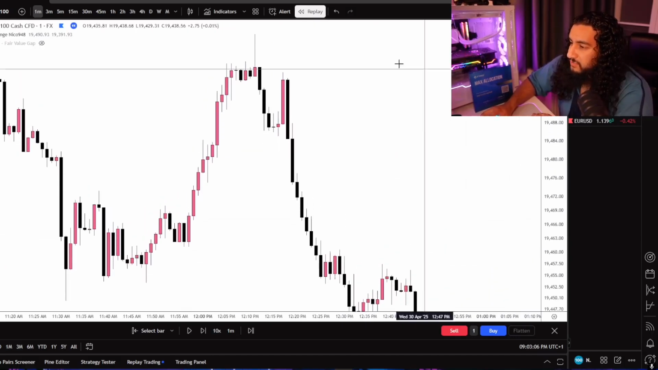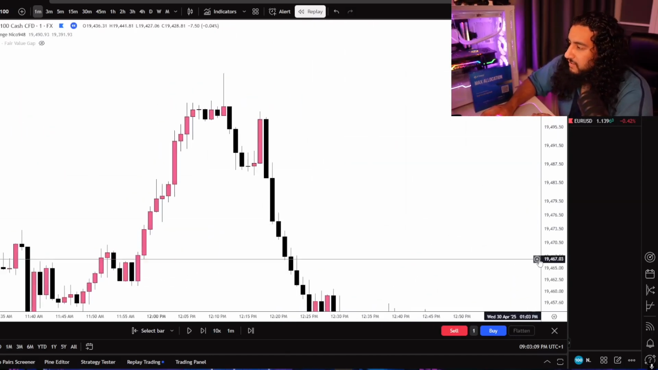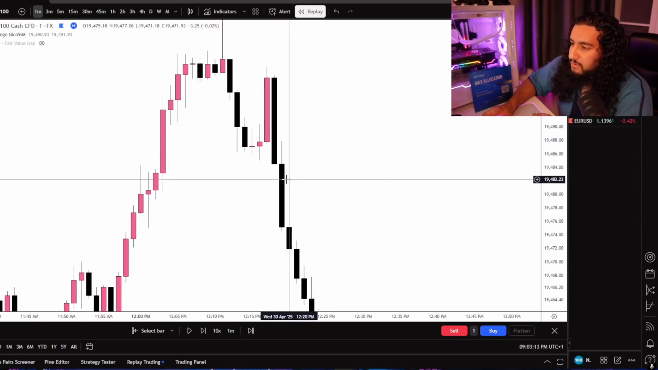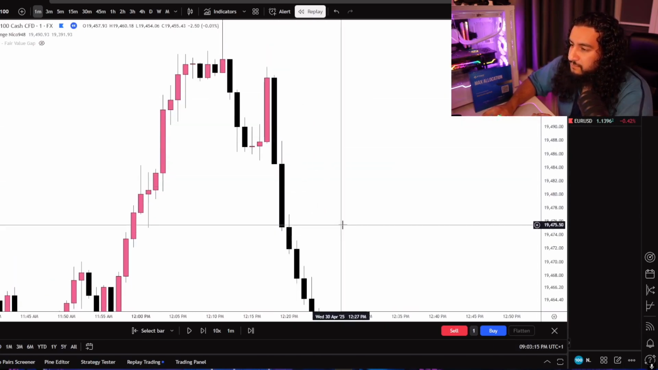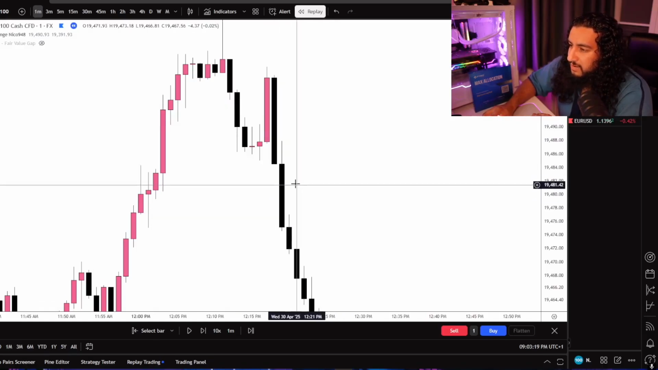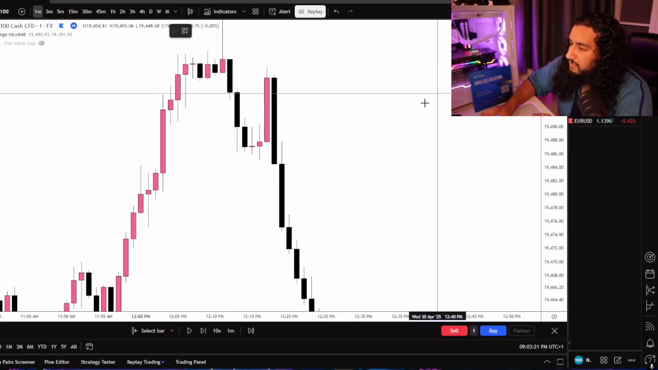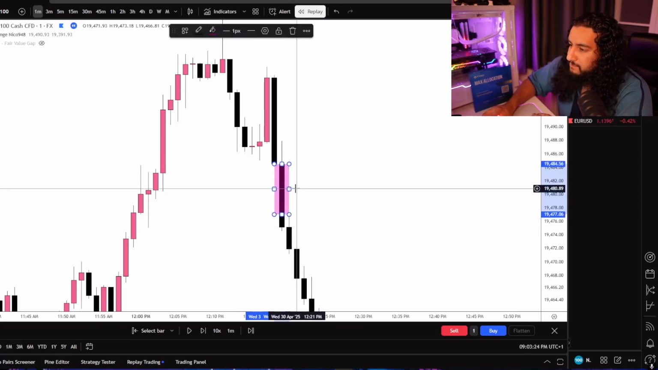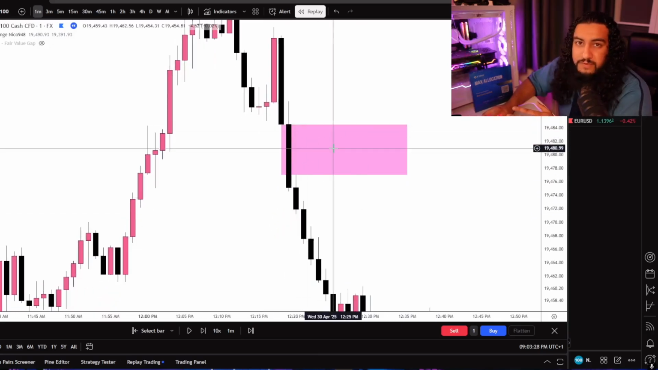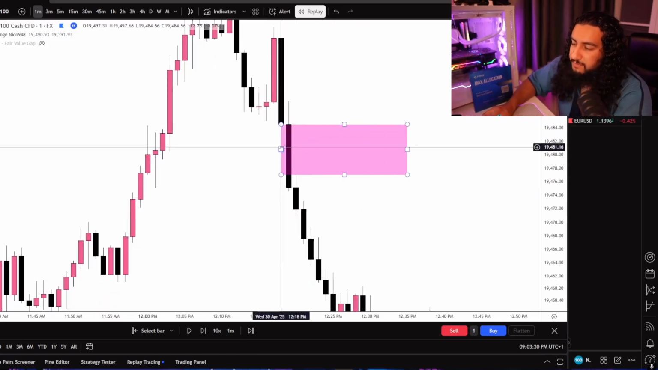Now let's have a look at more. There's plenty of fair value gaps over here. Again, we have this candle right here. 1, 2, 3. Between these 3 candles, we can see this wick and this doesn't touch. So you mark it out like that. That's it. That's your bearish fair value gap.